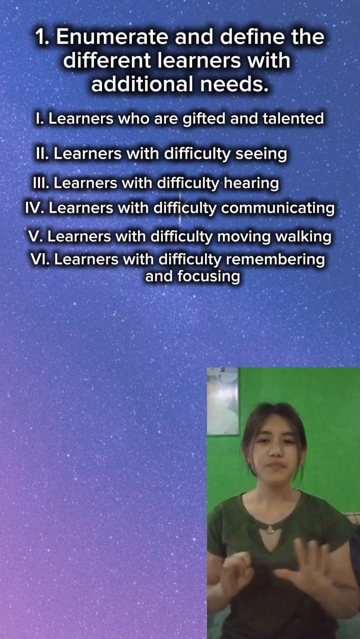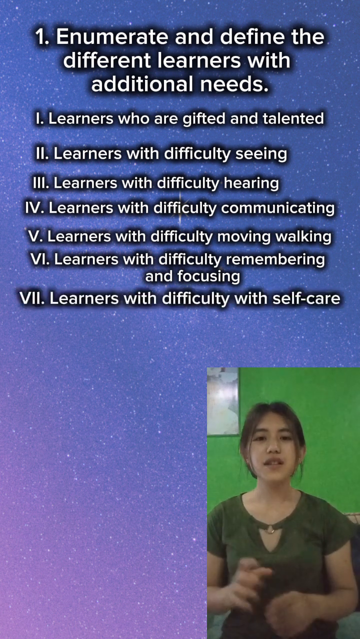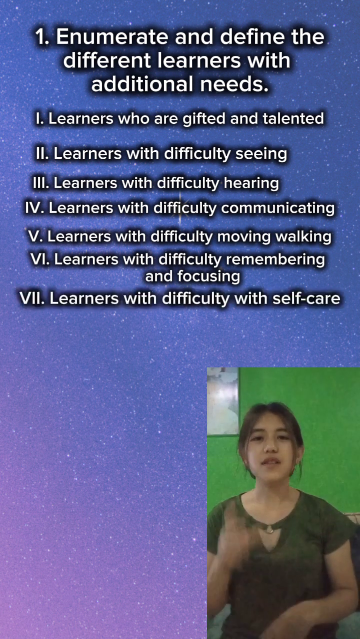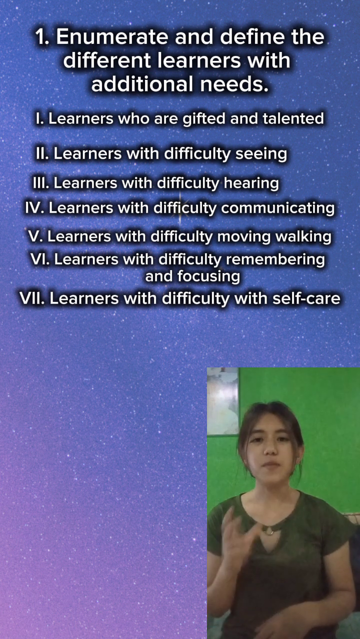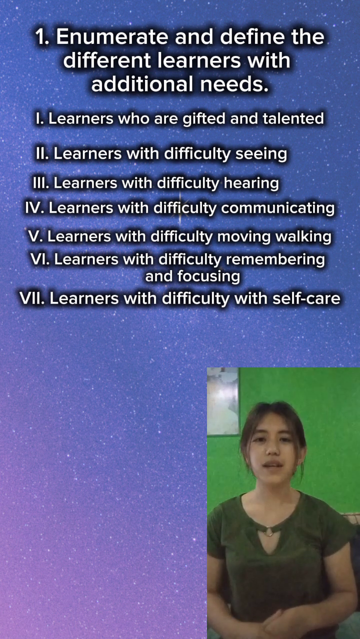The seventh, or the last, is the learners with difficulty with self-care. These are the students with difficulties in performing daily living activities independently. So, an example of this is Daniel, who receives support to develop skills like grooming and dressing independently.